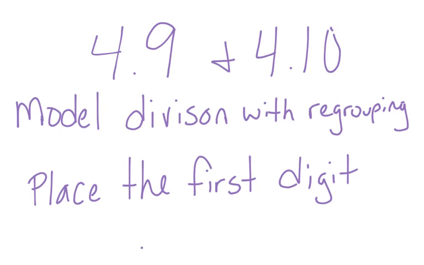We're going to talk about two different lessons today, 4.9 and 4.10. They go together pretty well. 4.9 is model division with regrouping, and 4.10 is place the first digit. So let's take a look at model division with regrouping and what that means.